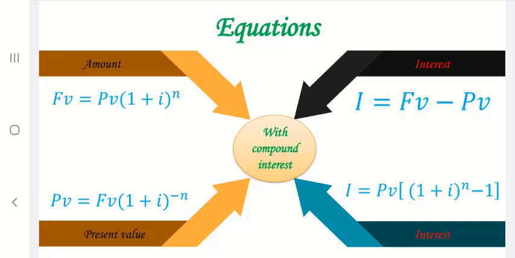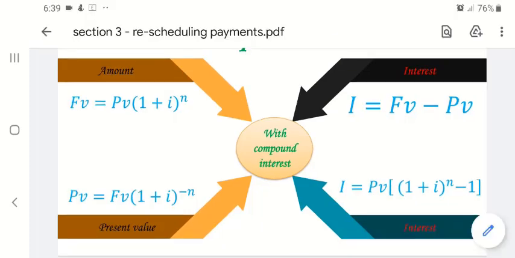So to get the interest I, we subtract future value minus present value. By substituting for FV equal PV times (1 plus i) to the power n in the formula I equals FV minus PV, I will be equal to PV times (1 plus i) to the power n minus PV. Taking PV as a common factor, I equals PV, present value, times (1 plus i) to the power n minus 1.